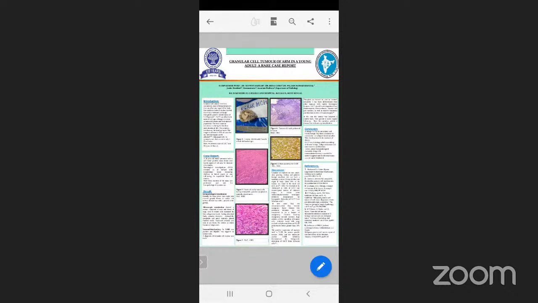Now come to the conclusion. Although granular cell tumors are uncommon and mostly benign, they have a tendency to metastasize or undergo malignant transformation. Also, recurrence can occur after incomplete excision. Wide local excision is the treatment of choice. As it resembles some other tumors, proper histopathological evaluation along with immunohistochemistry is needed for correct diagnosis and to avoid unnecessary over- or under-treatment.